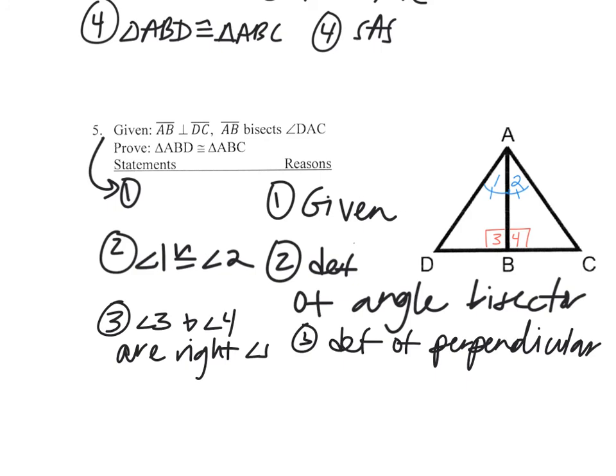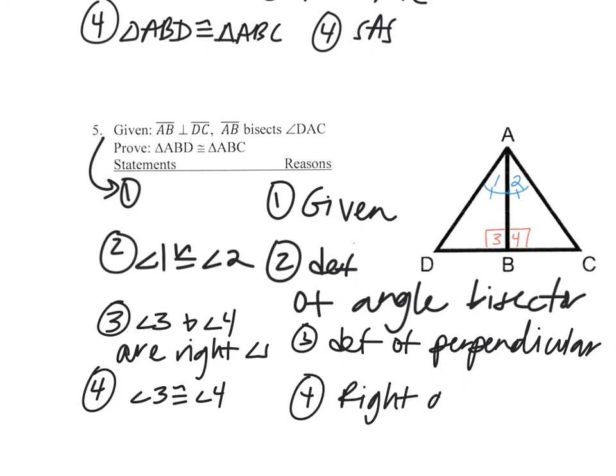They are congruent because of right angles congruence theorem. So because they're right angles, you have to take another step to say that they're the same. So to say they're congruent, you have to use right angles congruence theorem, which says that all right angles are the same.